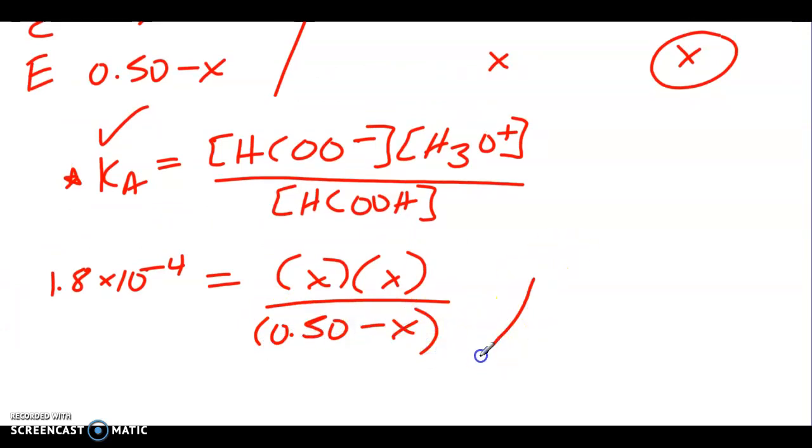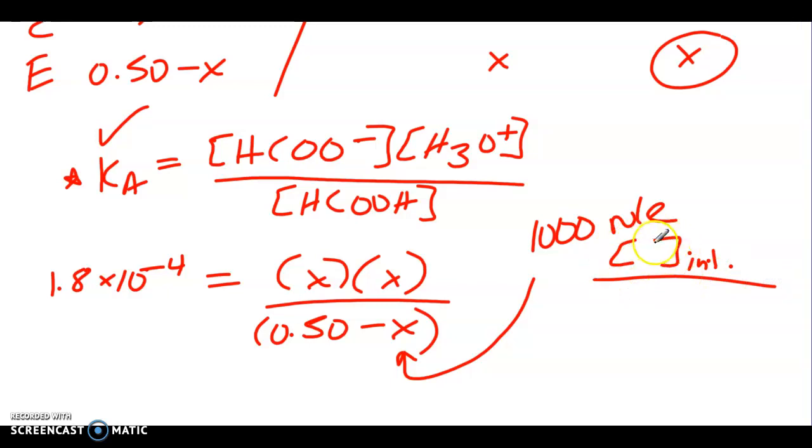So this is where we want to see, will this 1,000 rule work? Because now we're going to have x squared over an x. So we can't take the square root of both sides, which is what we were used to doing when we originally started doing equilibrium problems. So remember, the 1,000 rule is you take the initial concentration of your weak acid in this case, and you divide it by Ka. So if we were to do this, this would be 0.5 divided by 1.8 times 10 to the negative 4. This is greater than 1,000, so actually this will work out.